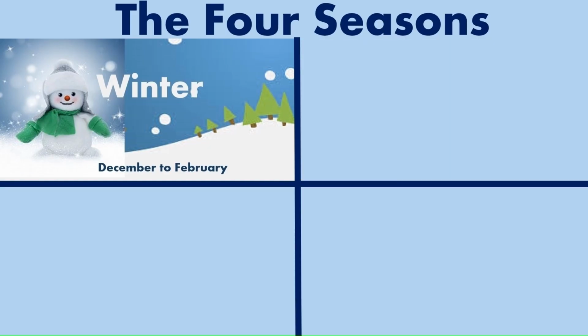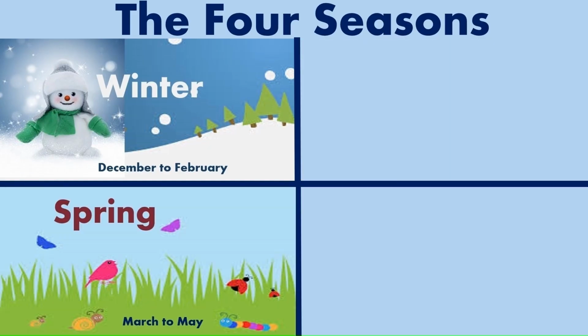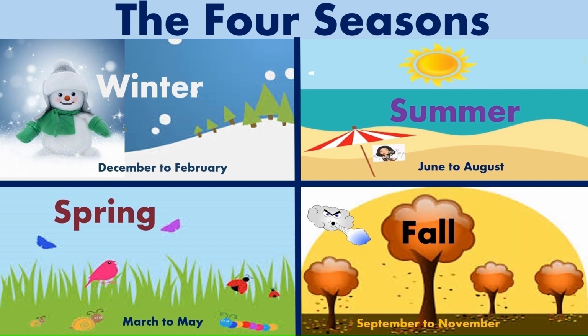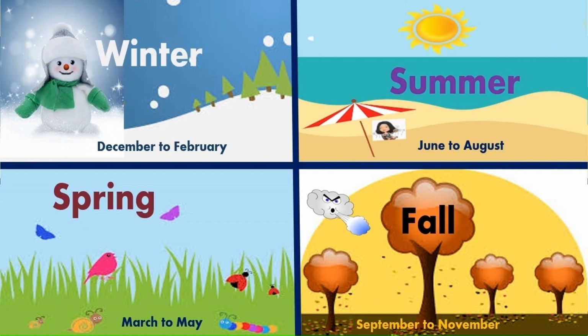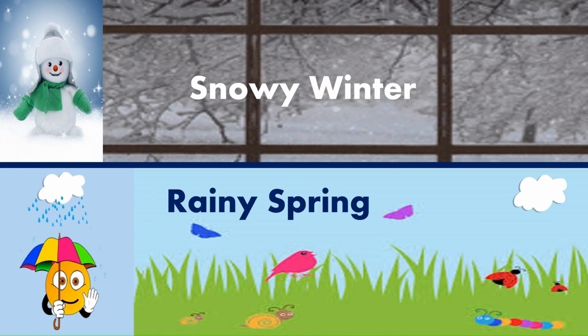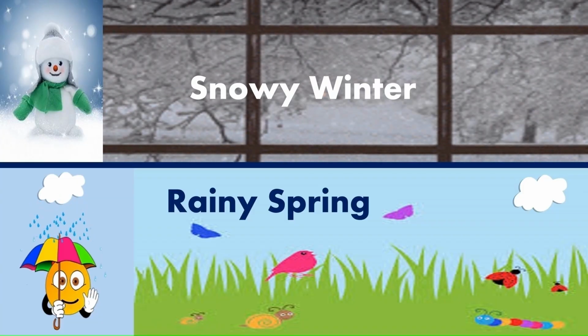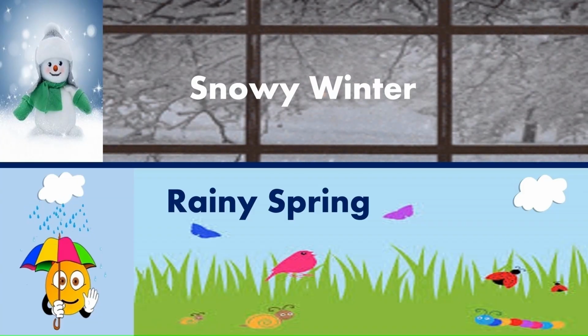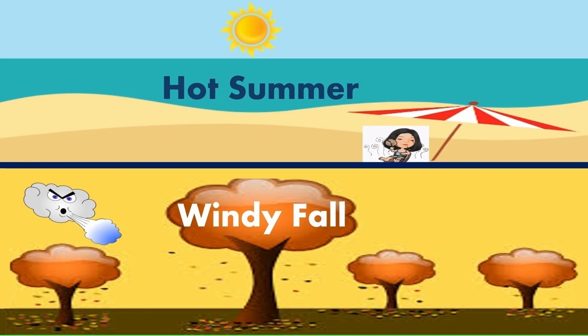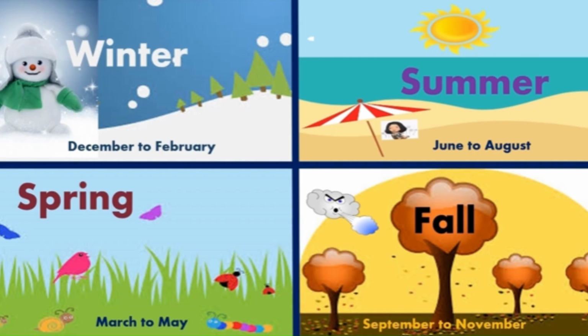There's winter, spring, summer, and fall. Winter, spring, summer, fall. These are the seasons, know them all. Snowy winter, rainy spring. Do you hear the birds sing? Hot summer, windy fall. These are the seasons, know them all.